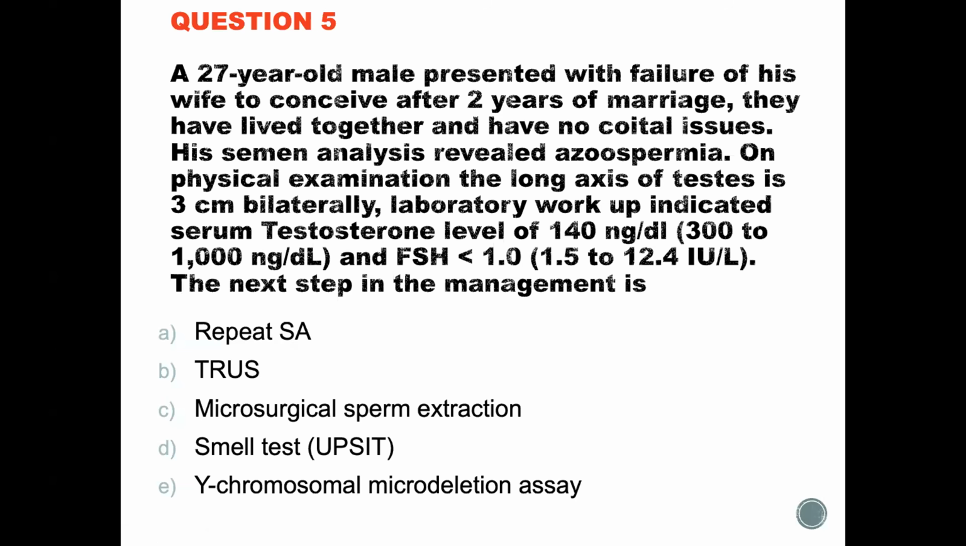But one thing is that the FSH is low in this case. So first you need to rule out a pituitary or hypothalamic cause. So practically we would be doing a prolactin and MRI pituitary. The equivalent of this in this scenario is a smell test, because it is basically testing for Kallmann syndrome, because most of the time the prolactin as well as the pituitary MRI would be normal. Then the underlying cause is usually Kallmann syndrome. This is a classic case of Kallmann syndrome.